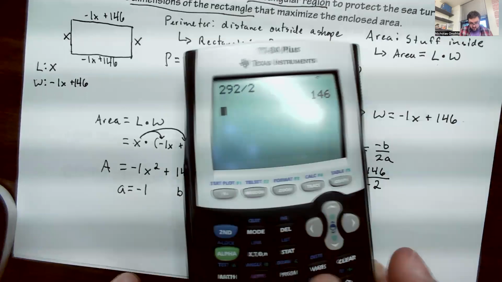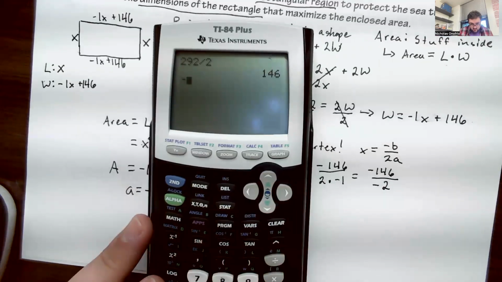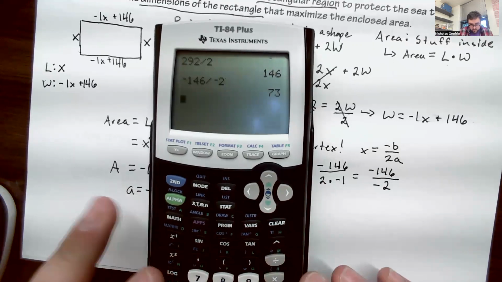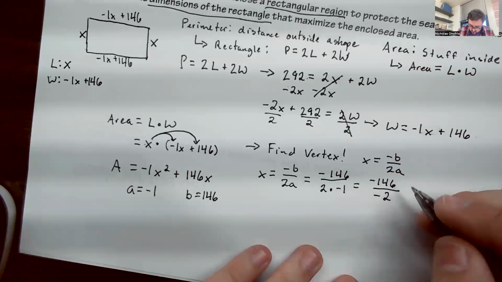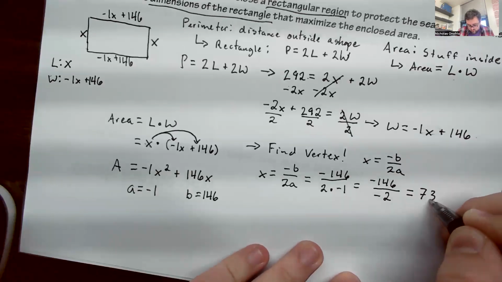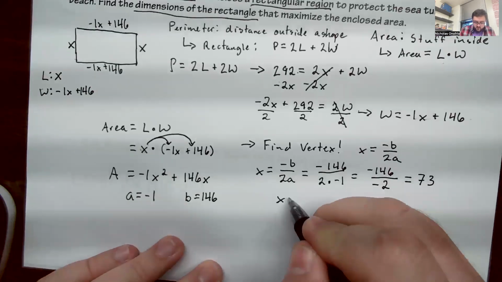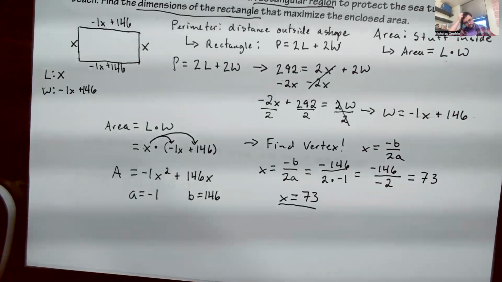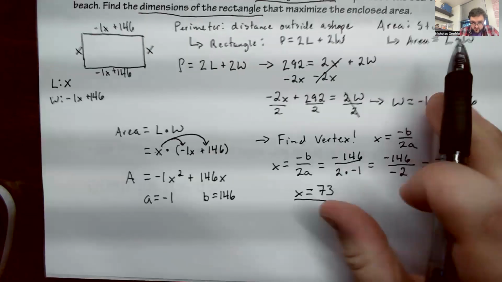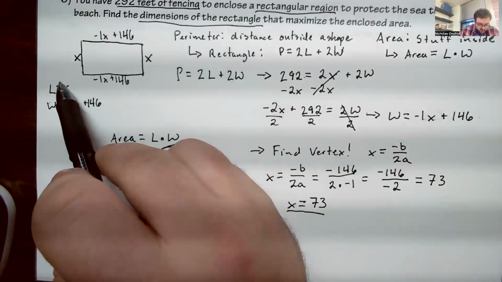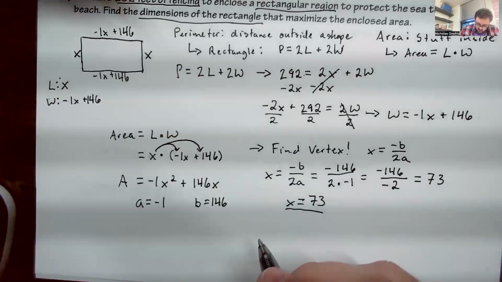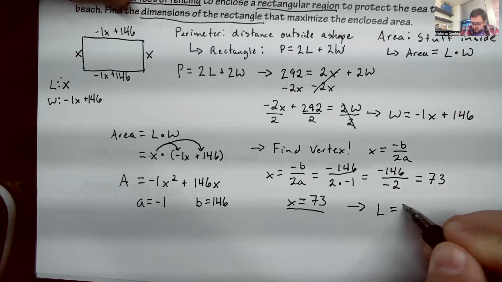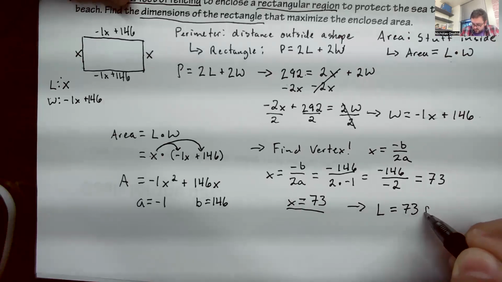And let's put that in the calculator. Negative 146 divided by negative 2 is going to give you x equals 73. X equals 73. Now, we were told we need to find the dimensions, our length and our width. Since x is 73, this tells us that L is going to be 73. Our length is 73 feet.